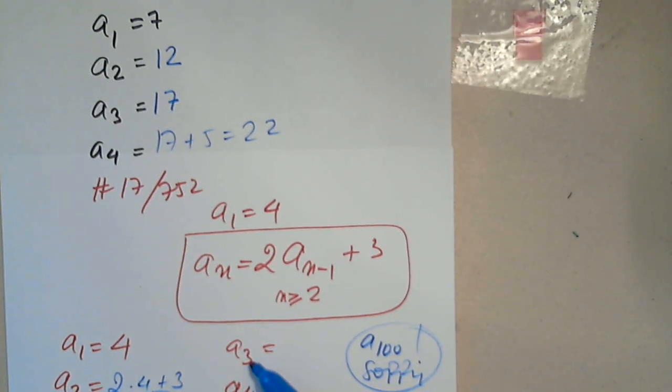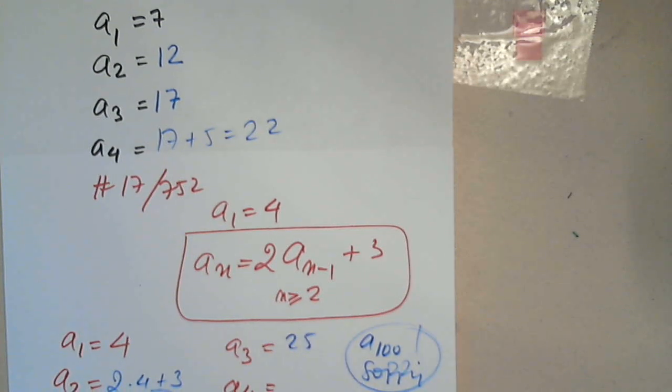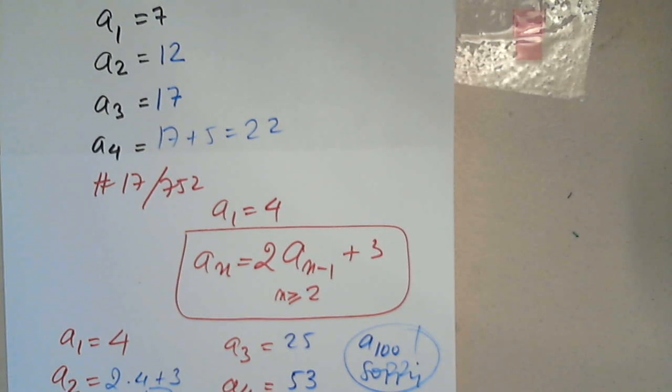Okay, so a sub 3 will be? 25. Yes, 2 times 11, which is 22, and plus 3, which is 25. And the last one will be 2 times the previous one, plus 3. 50. 50. That's it.